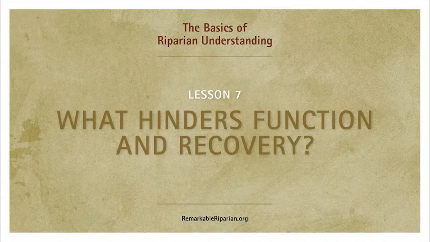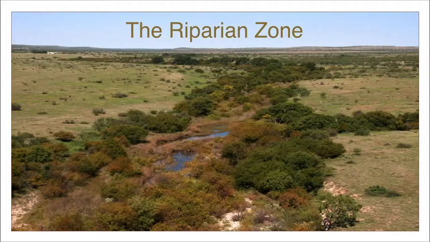Observation has taught us that dysfunctional or unhealthy riparian areas will recover when certain activities are halted or changed. In Lesson 7, we'll see how to identify the hindrances to riparian function and recovery. But first, let's make sure we have a common understanding of what riparian means.